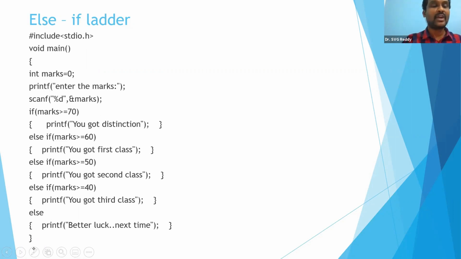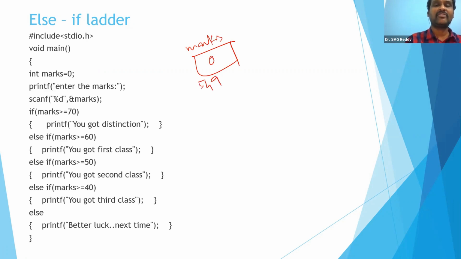Now see, int marks is equal to 0. So the marks variable is taken, and let's give it some address also, 549. Initially, they made it 0, the first line. And then, enter the marks. Now, as we need to understand, we are the programmer and we are asking the end user to enter the marks. Let them enter, for example, 89.